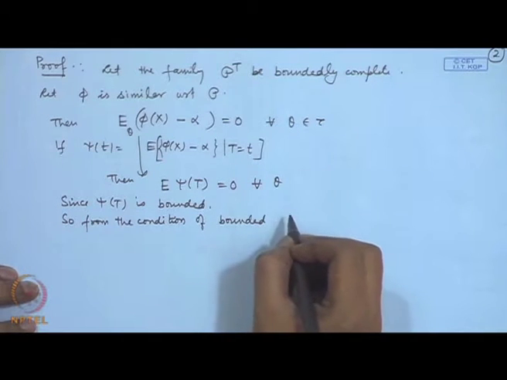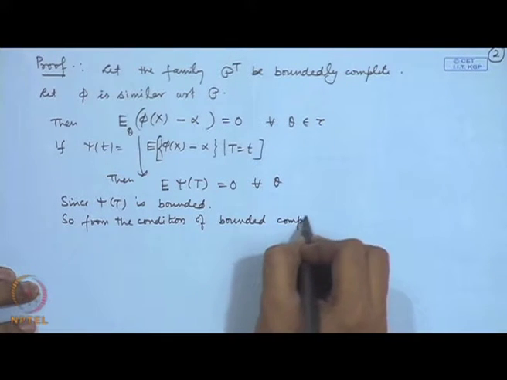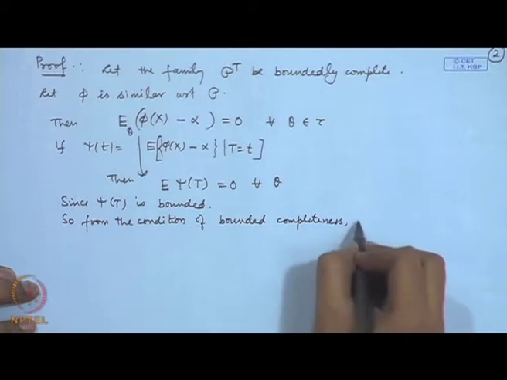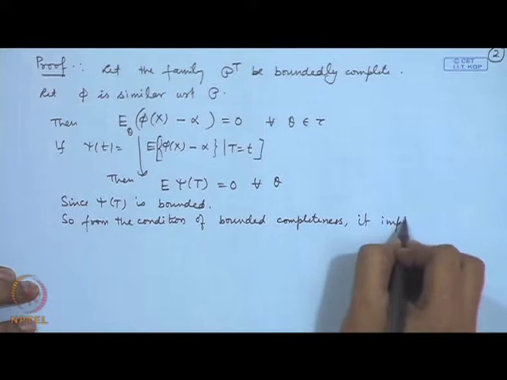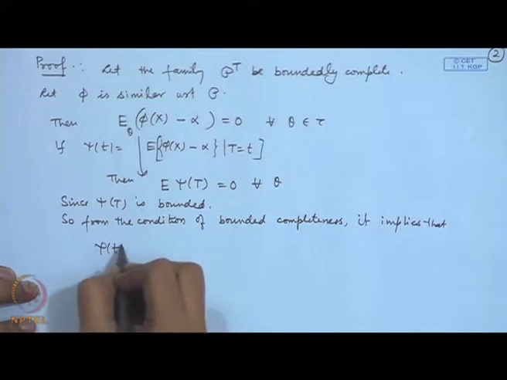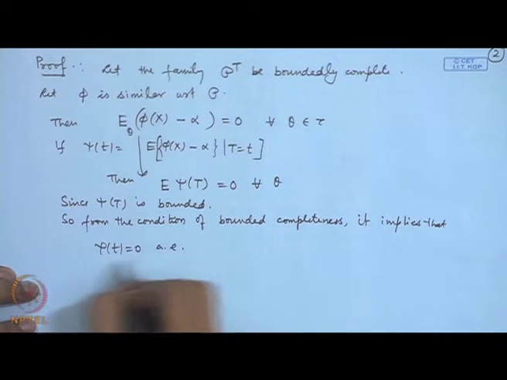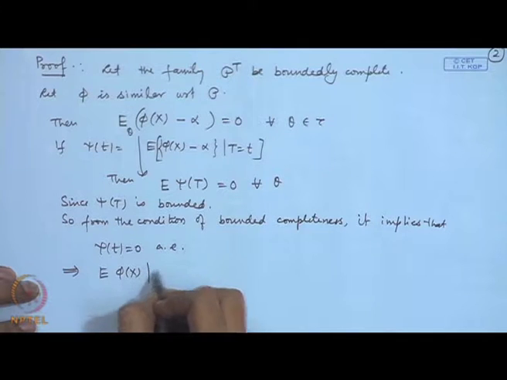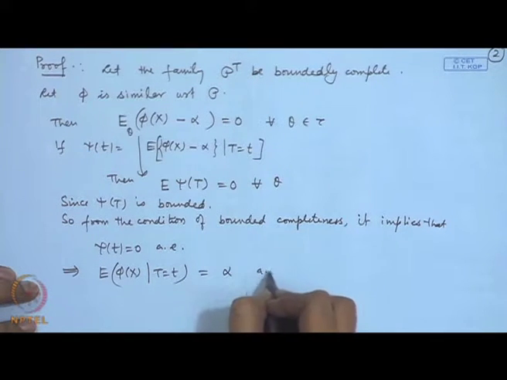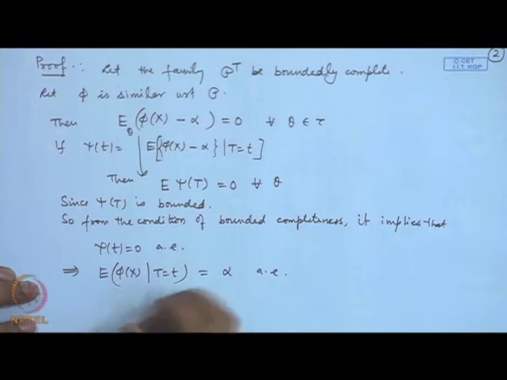So, from the condition of bounded completeness, it implies that psi t is equal to 0 almost everywhere, which implies that expectation of phi x given T is equal to t, it is equal to alpha almost everywhere. That means, the test phi has Neyman structure.